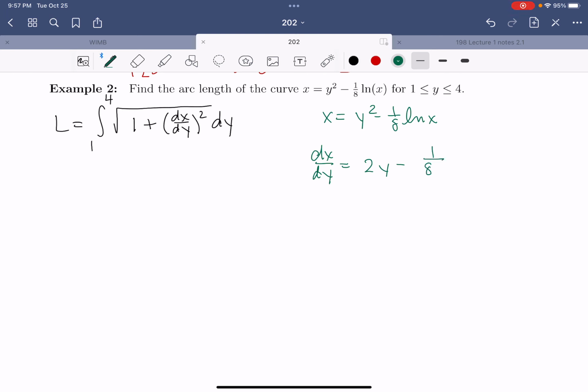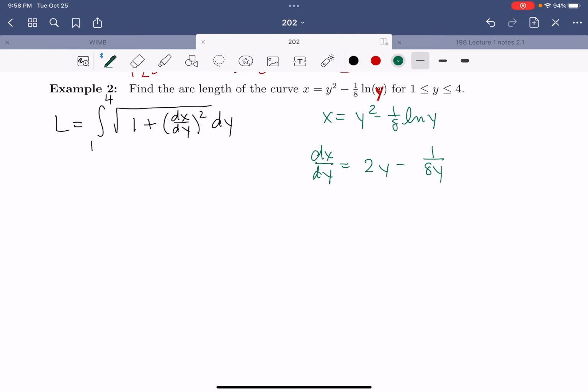Sorry, hold on. We're mixing x's and y's, and that's because I typed it wrong. This should be a y right here. And that means that this should also be a y. Let's fix that. And so this should also be a y. So 1 over 8y. Okay, I'm going to have to square this.